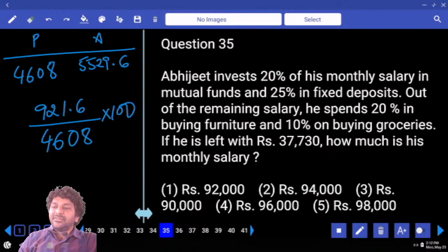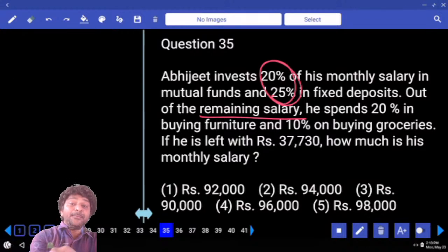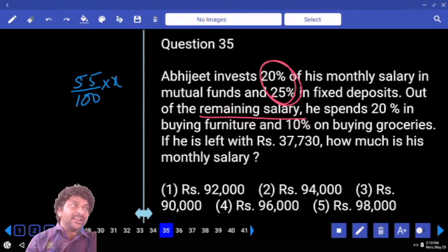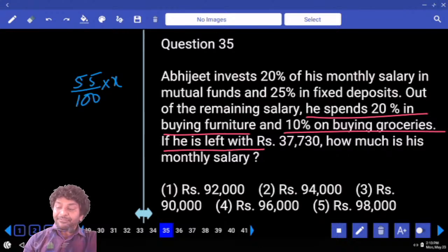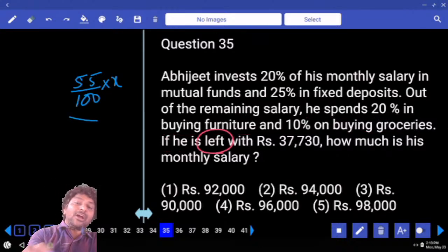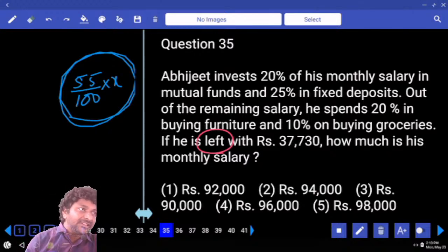Next, Abhijit invests 20% of his monthly salary in mutual fund and 25% in fixed deposits out of the remaining salary. So far, what percentage is over? Then what is remaining? 55%. I'll write it as 55% of his salary X. Out of remaining salary, he spends 20% in buying furniture, 10% on buying groceries. If he is left with, left in the sense remaining only, right? Out of the remaining, 20% spent, 10% also spent. That means 30% is over.